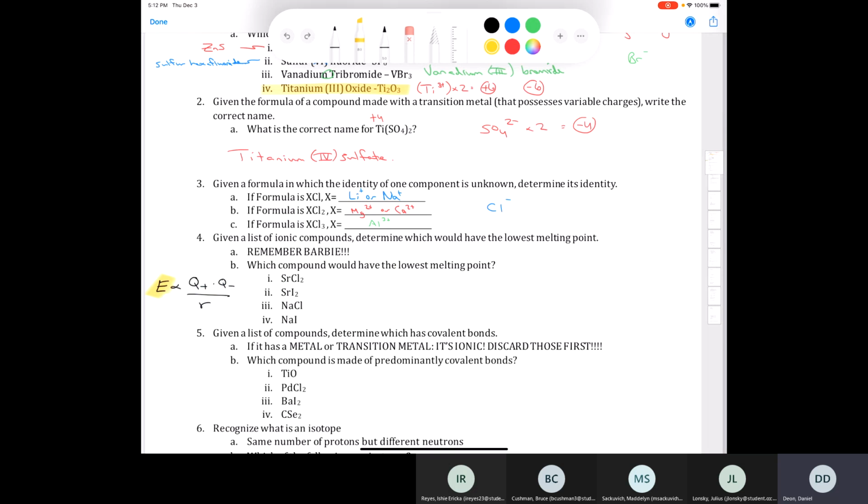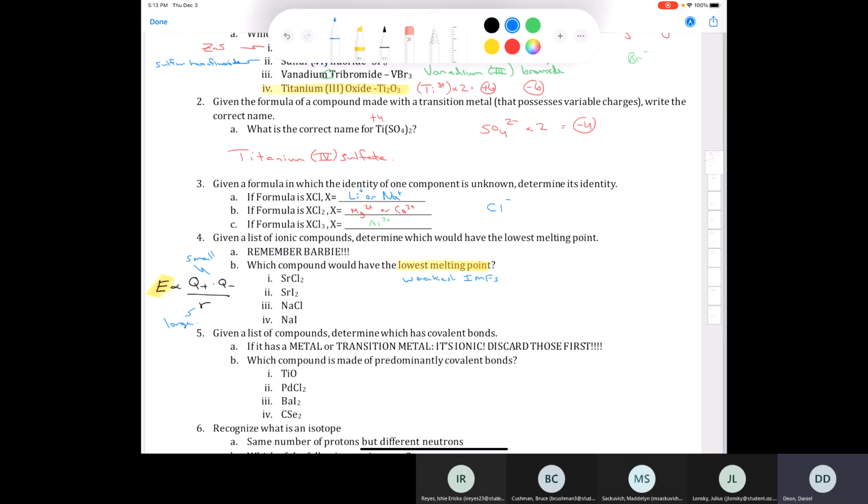Now, if we're looking for what's got the lowest melting point, it's going to have the weakest intermolecular forces. And so I can kind of redeem myself from the practice exam we looked at the other night, right? We're looking for what's got the weakest intermolecular forces. So what does that mean? It means we're going to want this to be small, and we're going to want this to be large. So the opposite of Barbie.